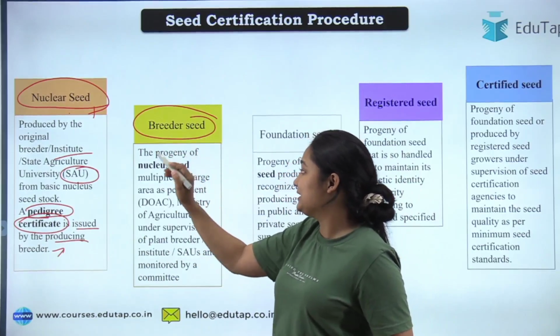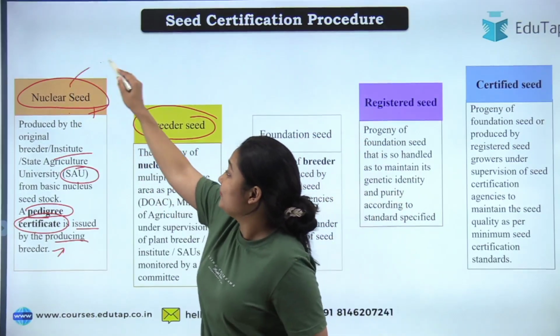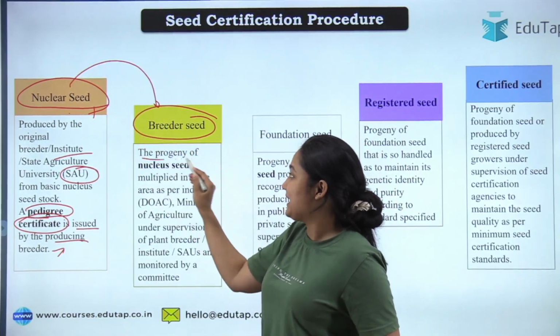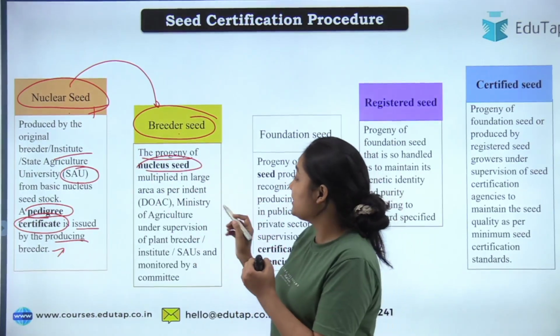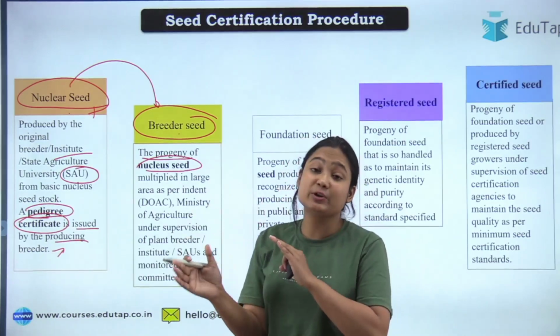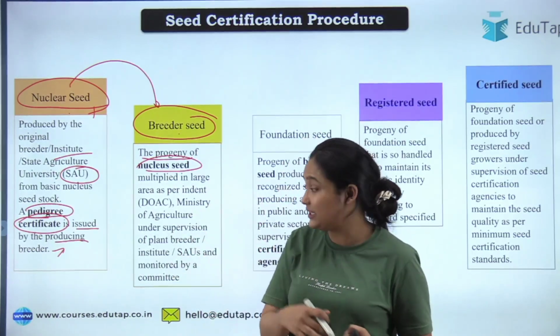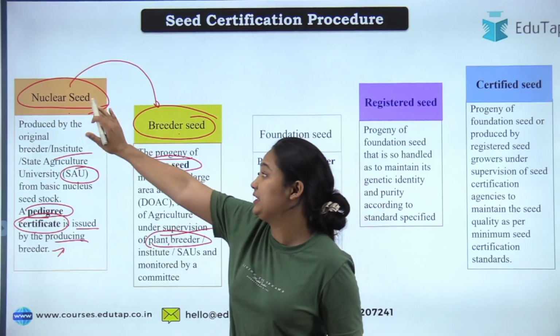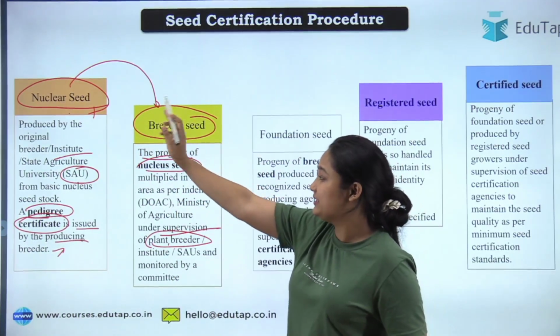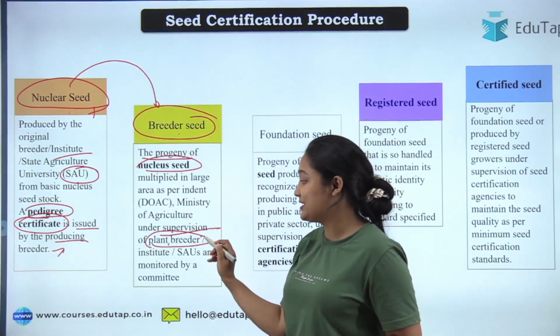Talking about the breeder seed, when you are trying to multiply the nuclear seed, that is your breeder seed. Okay, and who does the nuclear seed multiplication? First of all, it is done by the research institutes and universities, under the supervision of the plant breeder. Whoever the breeder of the nuclear seed is, he will be the supervisor for that.